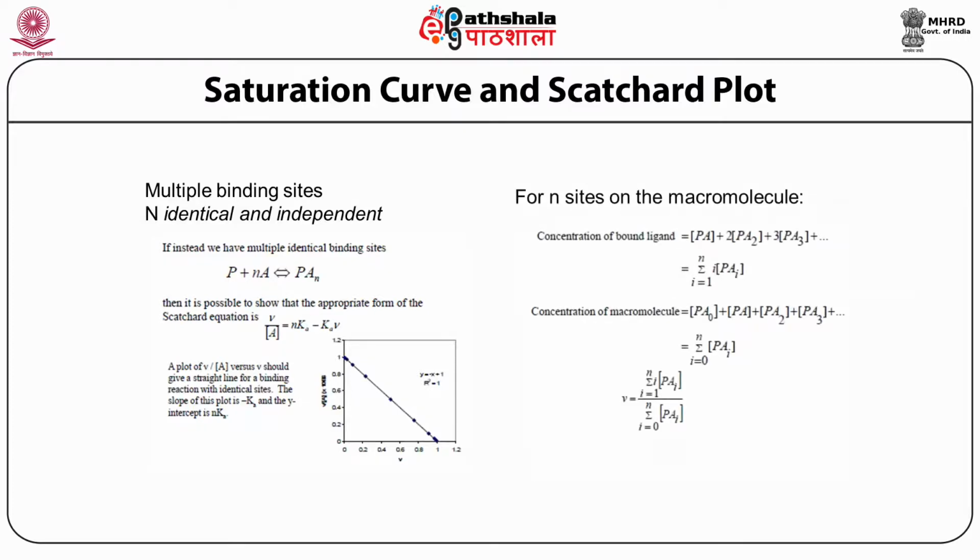For n sites on the macromolecule, the concentration of bound ligand is PA plus 2PA2 plus 3PA3 and so on. So it is written as the sum of i times PAi, with i limit from 1 to n. The concentration of macromolecule equals PA0 plus PA plus PA2 plus PA3 and so on. So the value of V can be obtained as the sum of i times PAi divided by the sum of PAi, from i equals 0 to n.